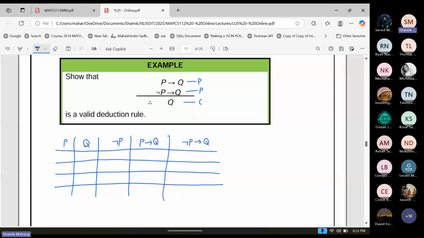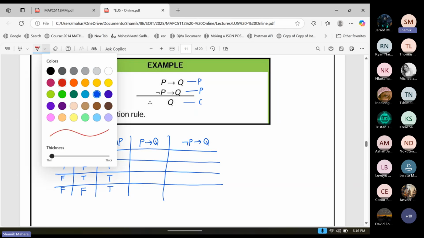Let's quickly fill in the basics. True, true, false, false, true, false, true, false. Not P is just the opposite of P. So when P is true, not P is false. When P is false, not P is true. Okay, I should have done that in a different color, but it's fine. That's a basic one.